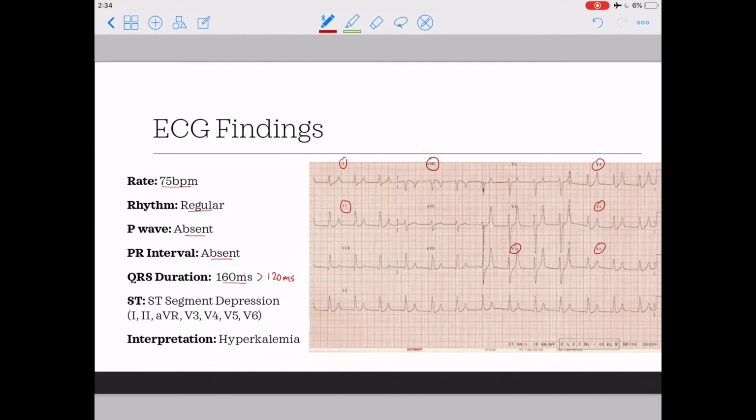Okay, so the interpretation based on these ECG findings is hyperkalemia. And I also want to point out these tall tented T waves as well, which is also an indication for hyperkalemia.